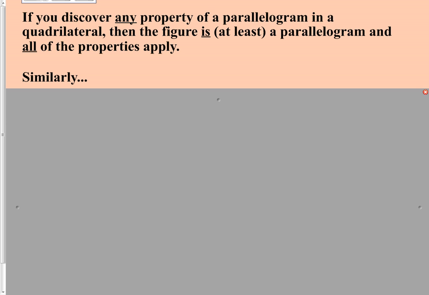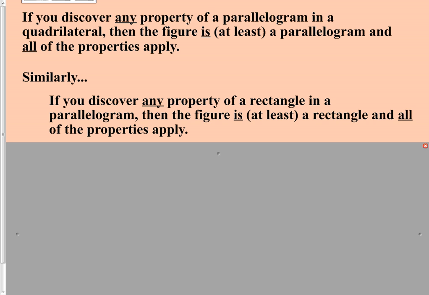By the same line of thinking, we are going to be able to state that if you discover any property of a rectangle in a parallelogram, now we're talking about the specific properties of a rectangle, like it's equiangular or the diagonals are congruent, then the figure is a rectangle and all of those properties apply. Now, once again, we're saying it is at least a rectangle because it may still yet be a square, but we would need more information to decide that it is a square.